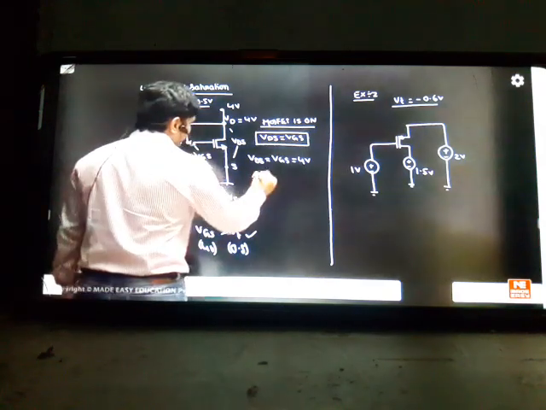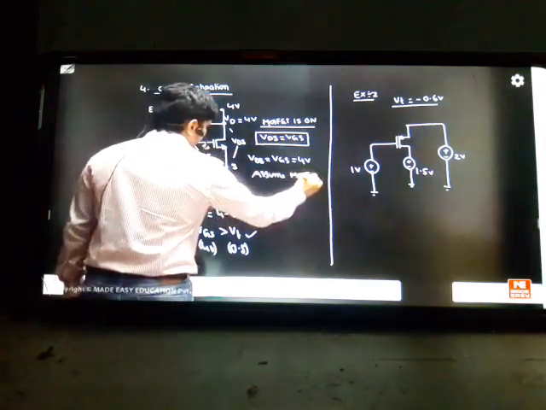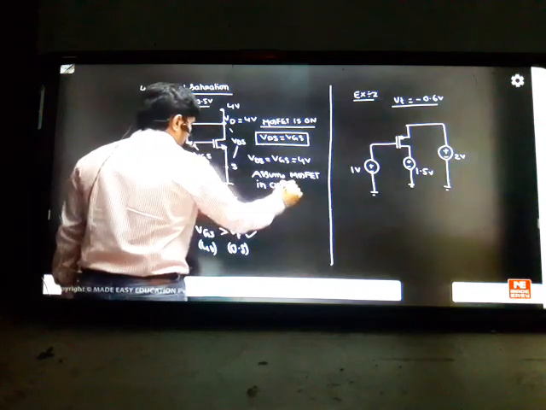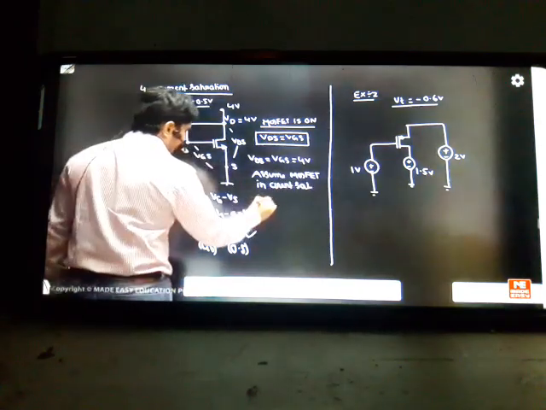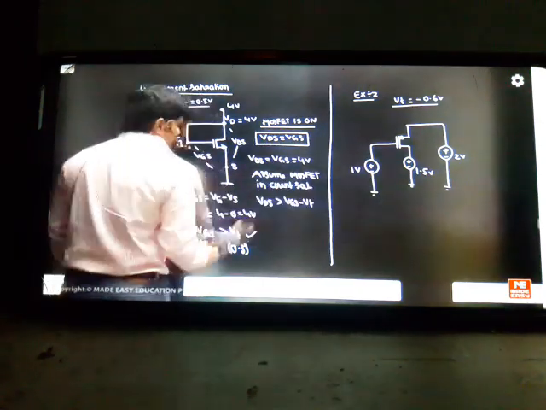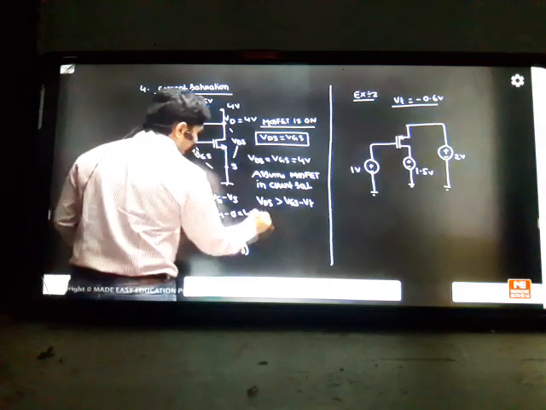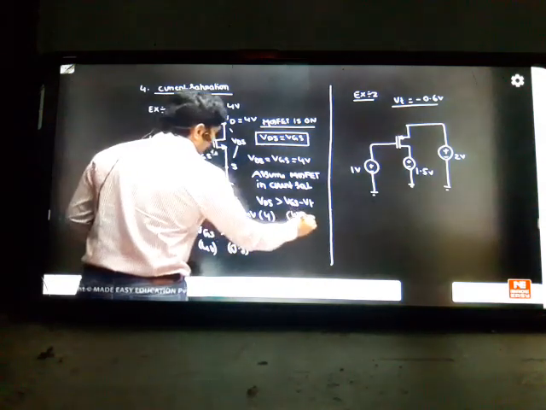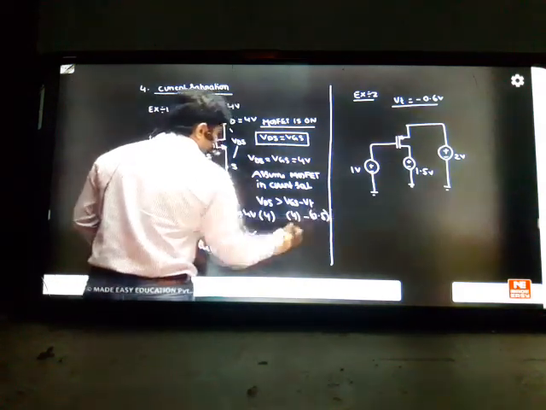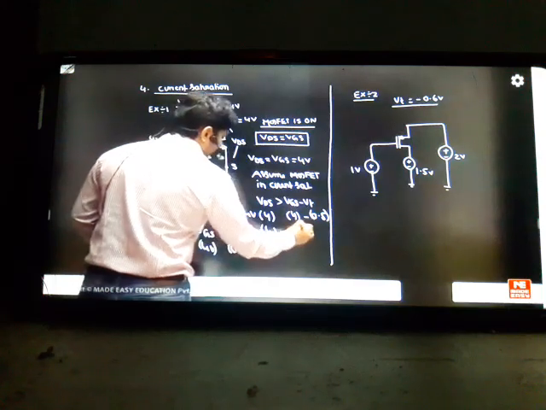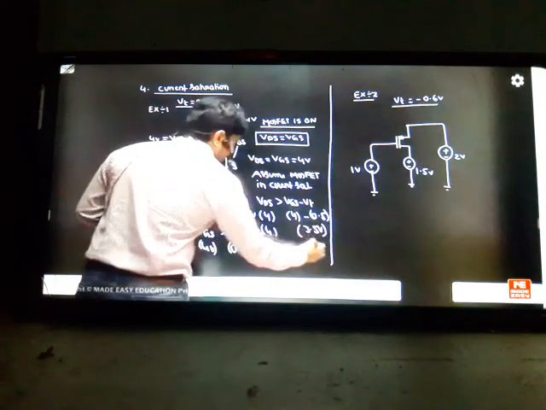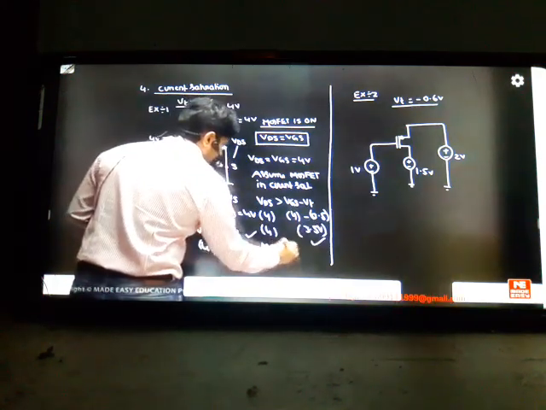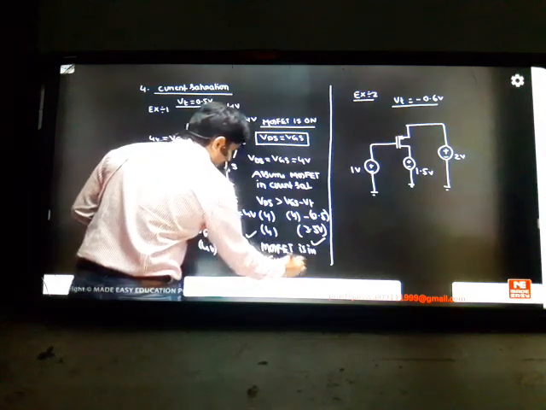So assume the MOSFET is in current saturation, and let me check whether this condition is satisfied or not. You can check: VDS should be greater than VGS minus VT is the current saturation test. So we have 4 here. VGS is also 4 minus VT is 0.5. This is 3.5. So I think this is correct. So the MOSFET is in current saturation.